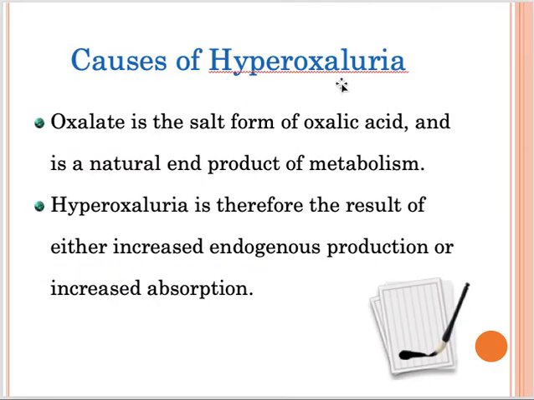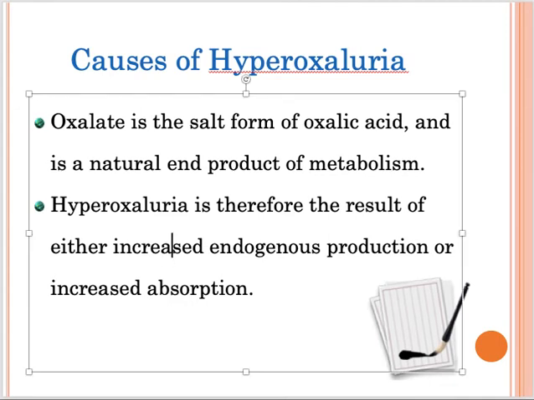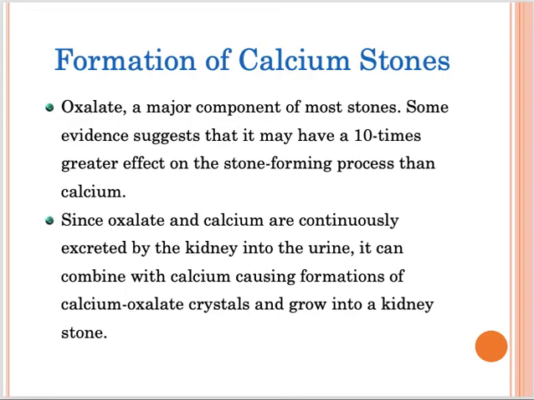Oxalate is a salt from oxalic acid. We know that if there is too much production of it in the body, of course there is too much oxalic acid, or oxalate, present in the urine. So you can see over here the formation of calcium stones. Oxalate is a major component of most stones. Some evidence suggests that it may have 10 times greater effect on the stone forming process than calcium. Since calcium and oxalate are continuously excreted by the kidney into the urine, they can combine together and form calcium oxalate stones.